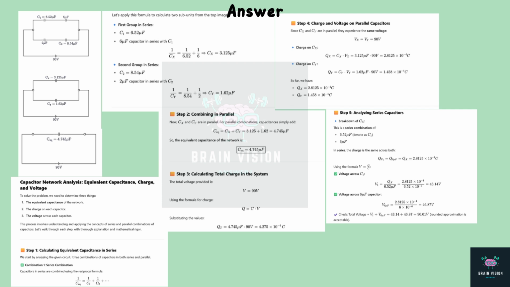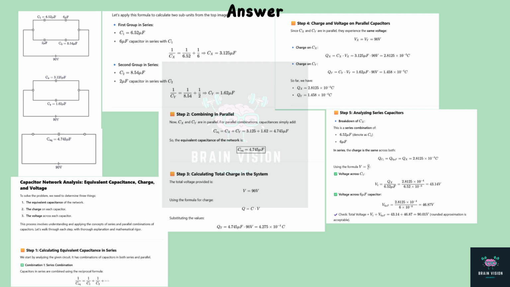Step 3. Calculating total charge in the system. The total voltage provided is V equals 90 volts. Using the formula for charge, Q equals CV, and substituting the values, Qt equals 4.745 µF times 90 volts equals 4.275 times 10 to the minus 4 C.